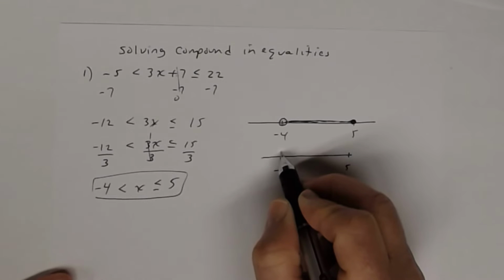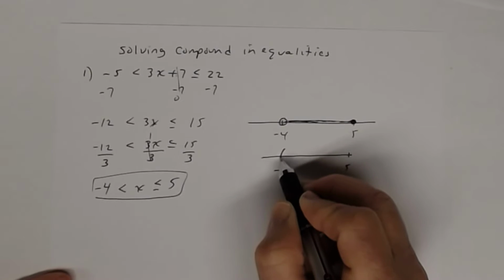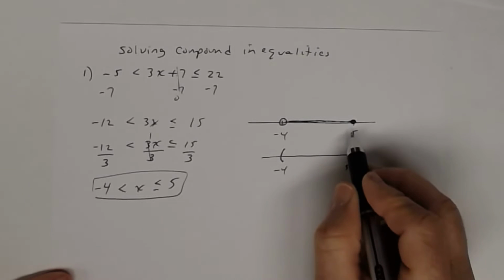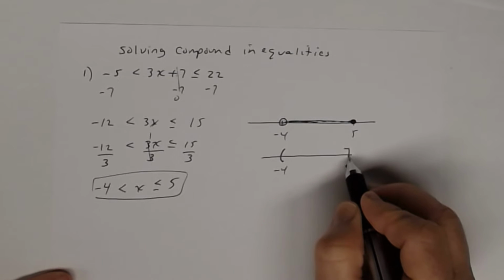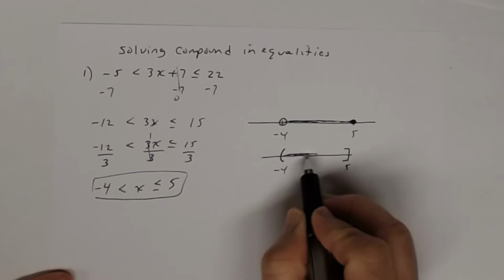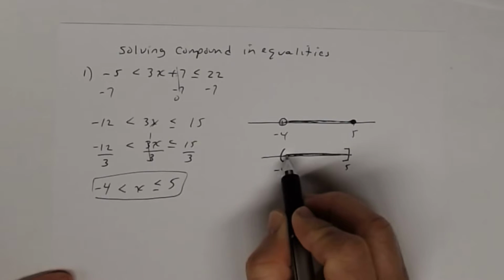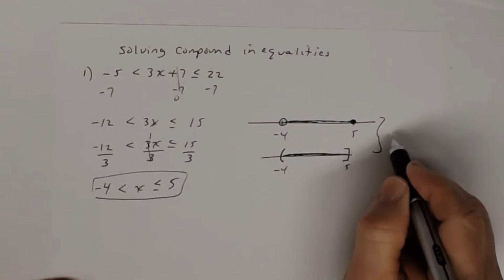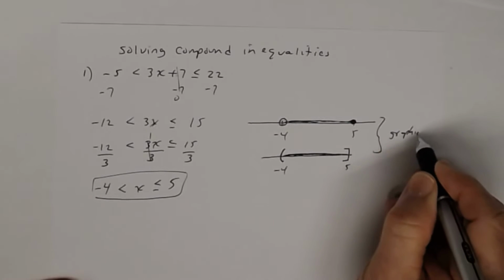But just be aware that it needs to look like a parentheses. So make that look like a parentheses. An open circle corresponds to a parentheses, and a closed circle corresponds to a bracket. You got to make sure it looks like a bracket. And then you got to shade in every real number between them. All right, so there's the graph. So this would be the graph. So either one is fine.